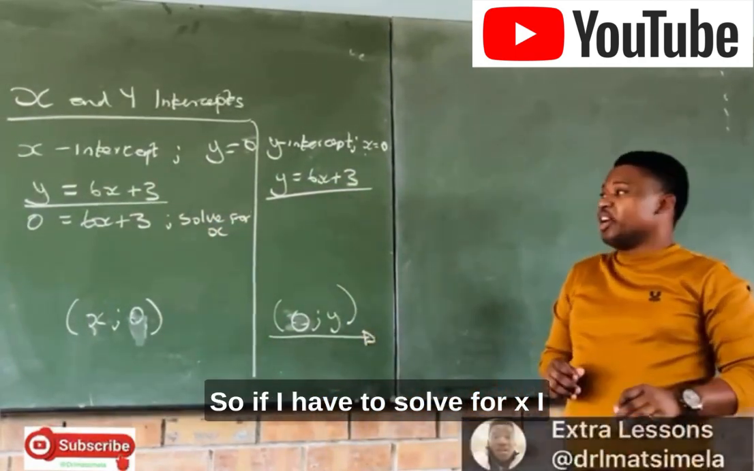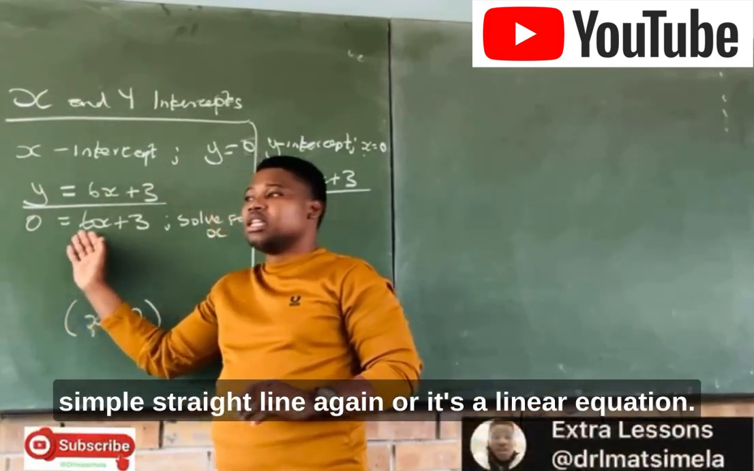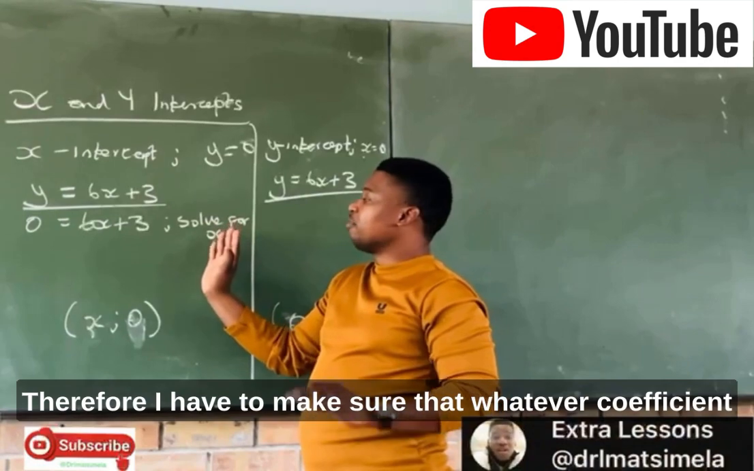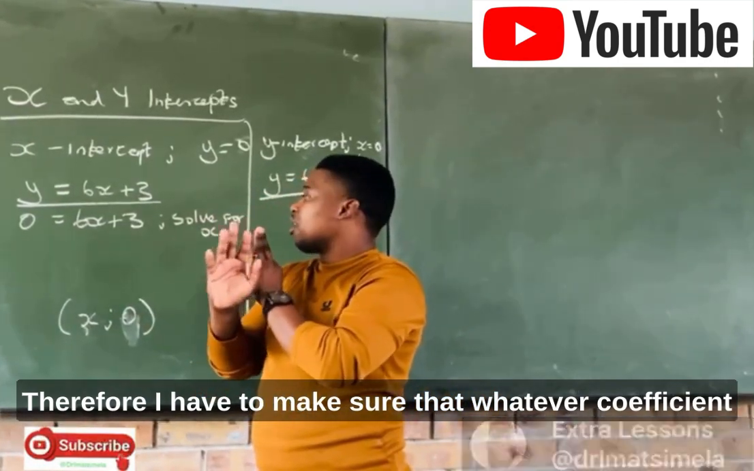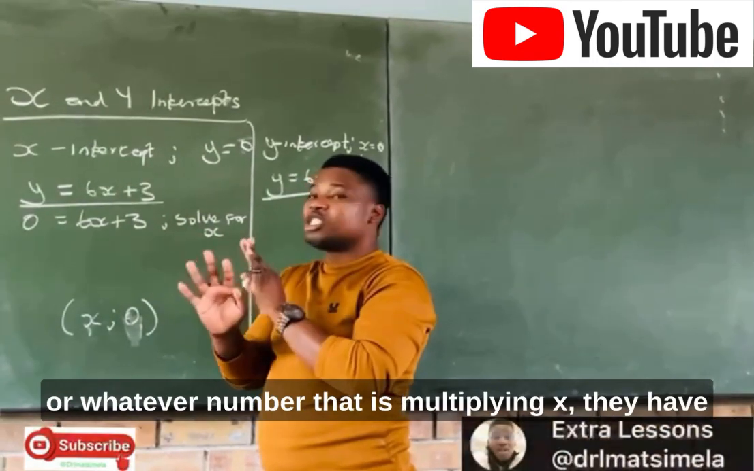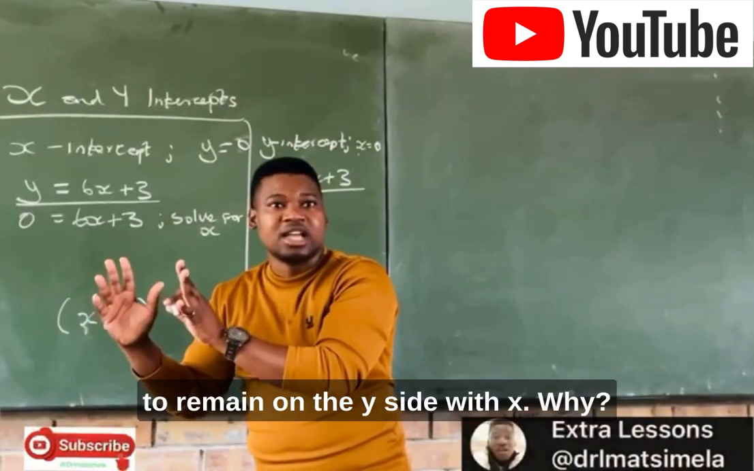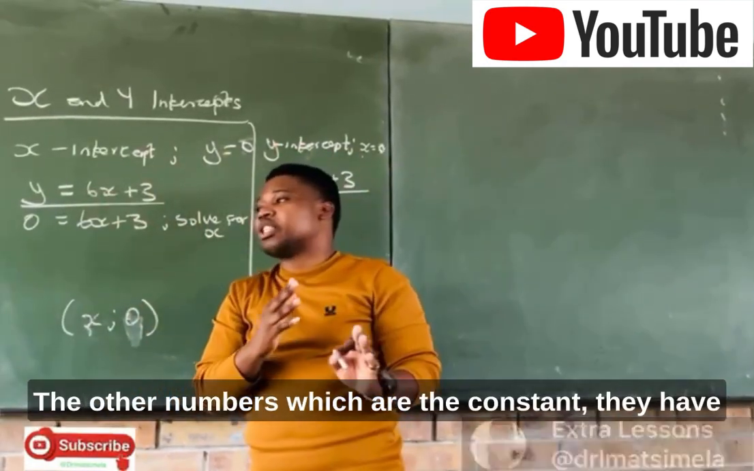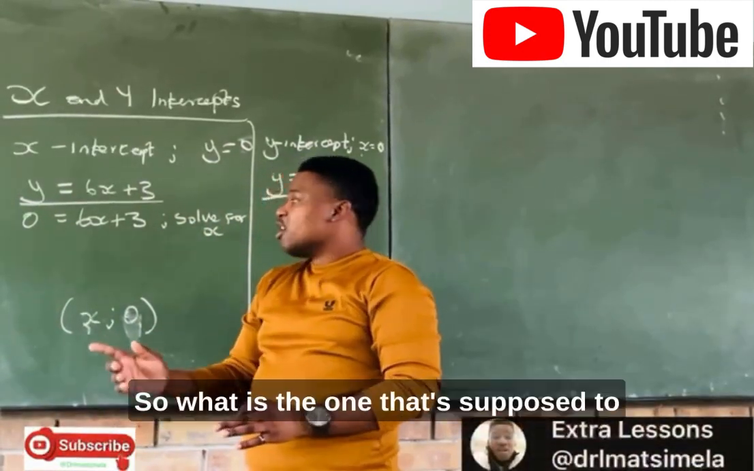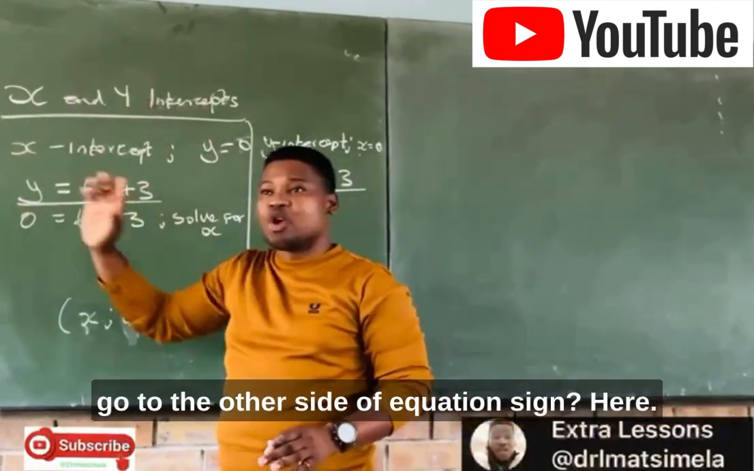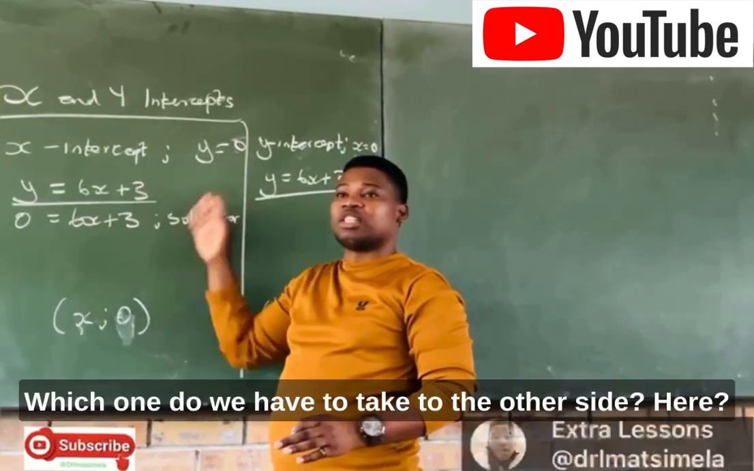So if I have to solve for x, I have to make sure this is a simple straight line, a linear equation. Therefore, I have to make sure that whatever coefficient or number is multiplying x remains on one side with x, while the other numbers, which are the constants, go to the other side of the equation. Are we clear? Yes. So which one is supposed to go to the other side here?